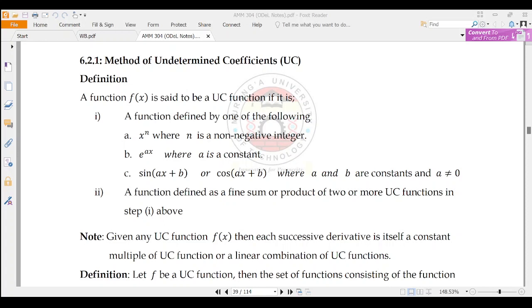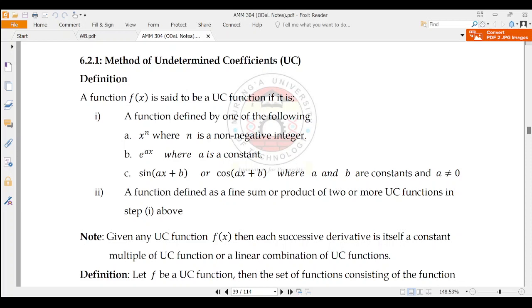In this session, I'm going to discuss the method of undetermined coefficients for the solution of the second order non-homogeneous differential equation with constant coefficients. Now, I'll start by defining what we call a UC function.